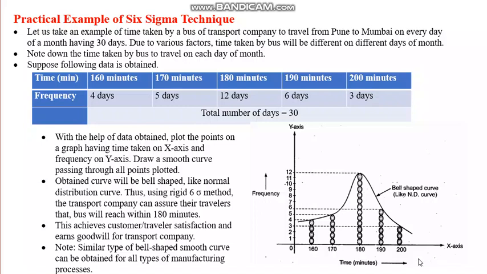If this is plotted, taking time in minutes on the x-axis and the number of times the bus reaches, the frequency, on the y-axis, you can see 160 4 times, 170 5 times, 180 12 times, 190 6 times, and 200 3 times. If you join this, you get a curve like this. This is more like a normal distribution bell-shaped curve. So if this transport company is aiming to achieve this, they should find out the standard deviation and try to maintain it.